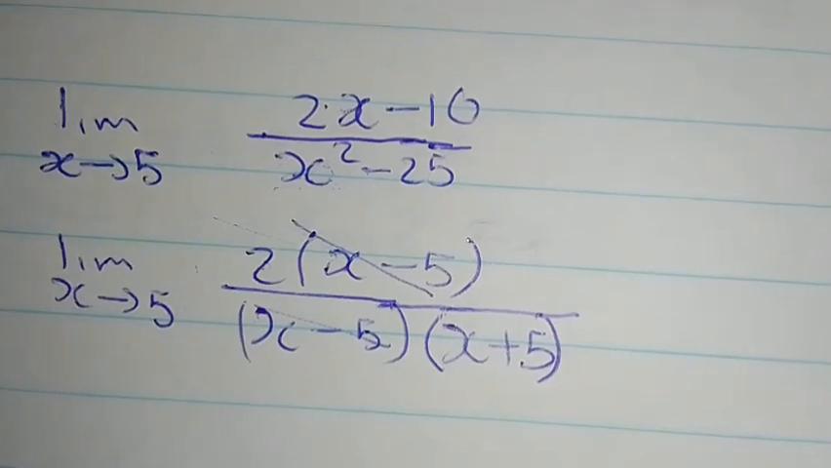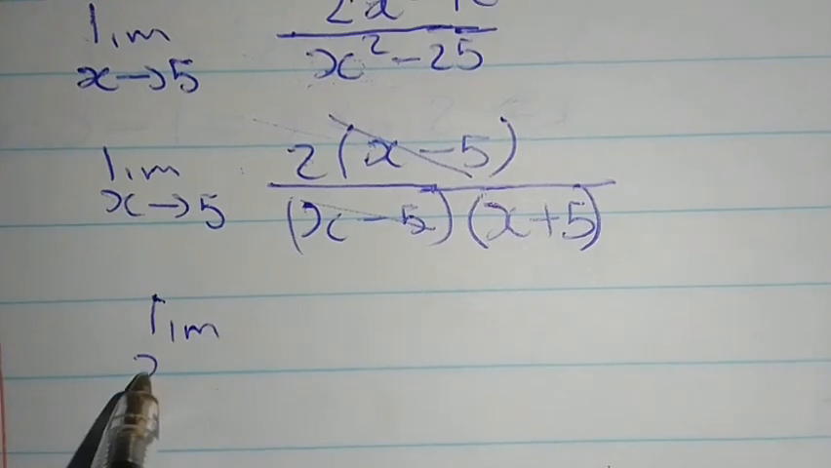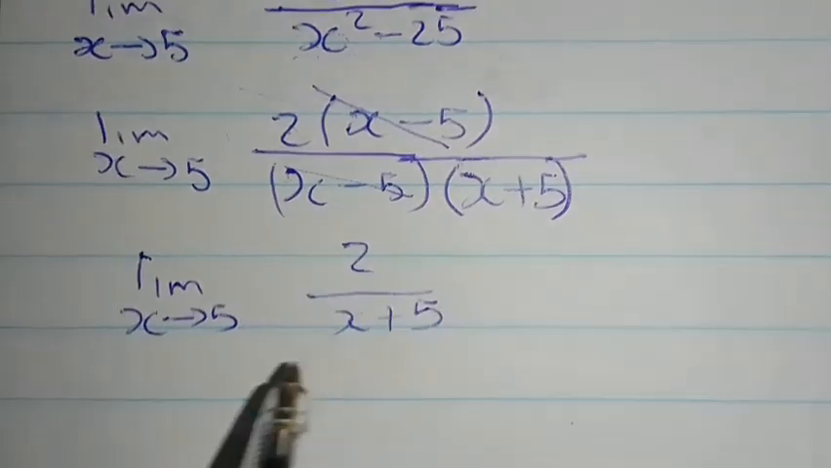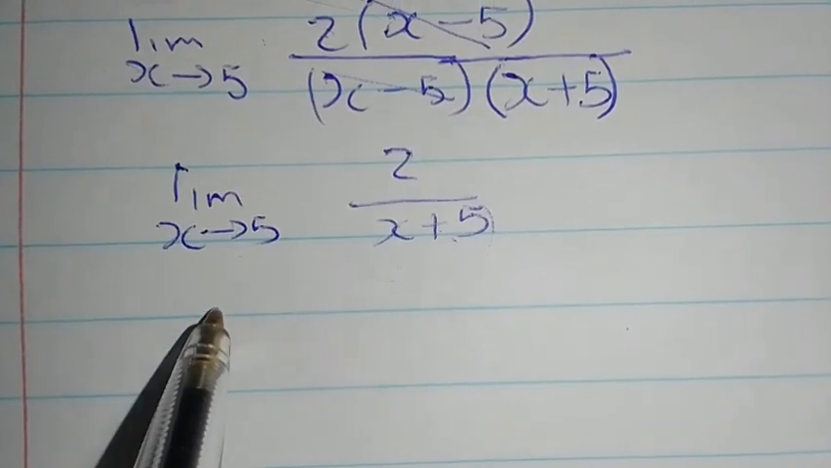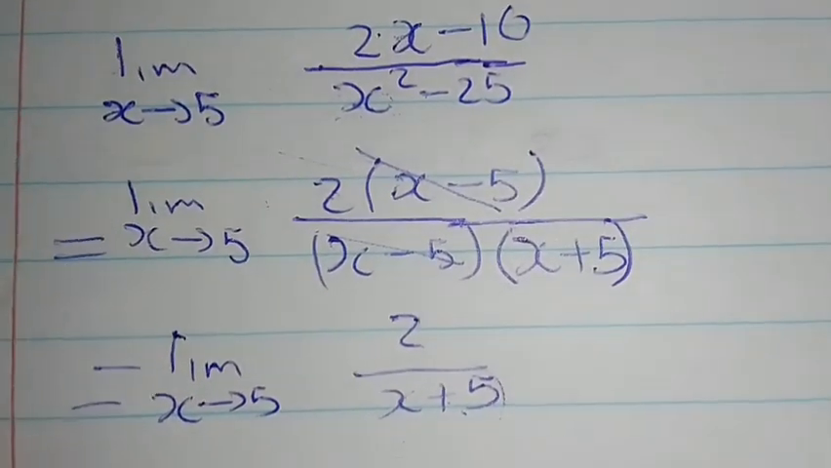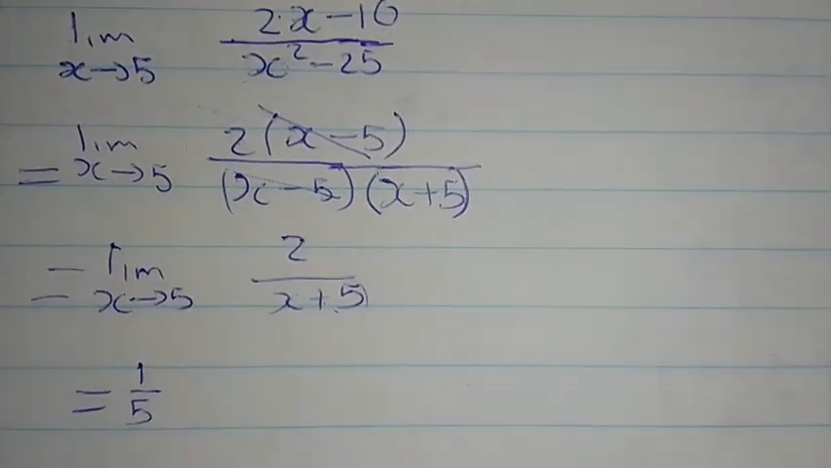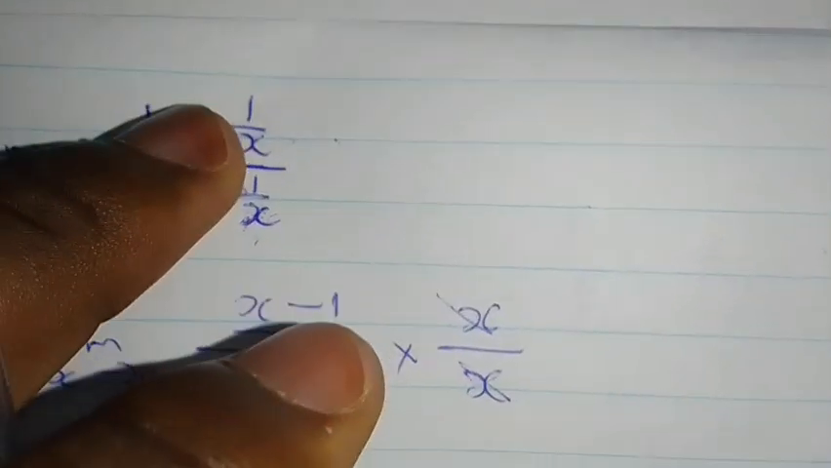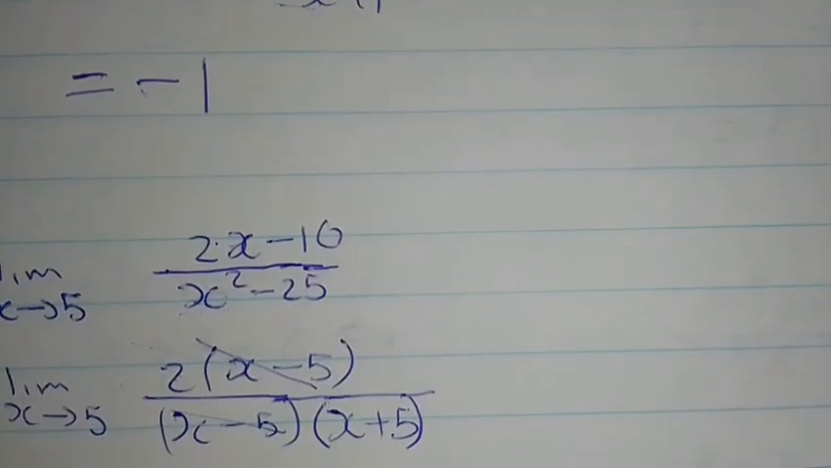Now notice that the x minus 5s will cancel out, and then you'll be having the limit when x goes to 5 of 2 over x plus 5. Now when x goes to 5, the denominator will approach 10, and 2 divided by 10 is going to be 1 over 5. So that's basically the limit of this. That's how you can evaluate the limits of these problems, by knowing how to factorize. Here it was a matter of simplifying, and then you can evaluate the limit.